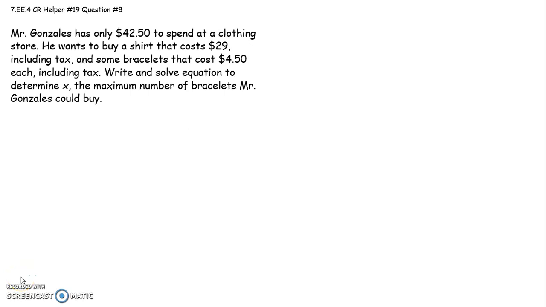Seventh graders, this is to help you with question 8 on CR19. It says Mr. Gonzalez only has $42.50 to spend at a clothing store. I think on your CR, Miss Pearson has $100 to spend at the amusement park. He wants to buy a shirt that costs $29, so that's a one-time fee, just like parking would be a one-time fee.